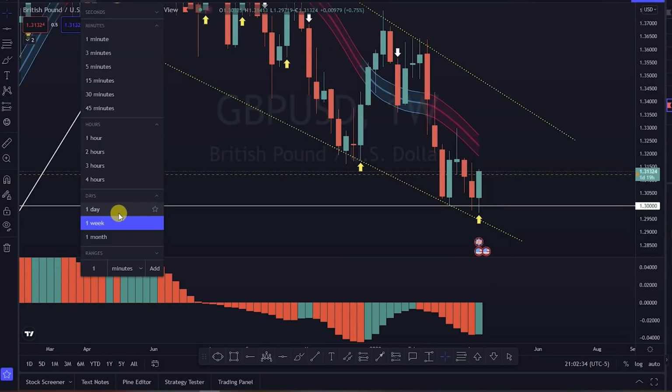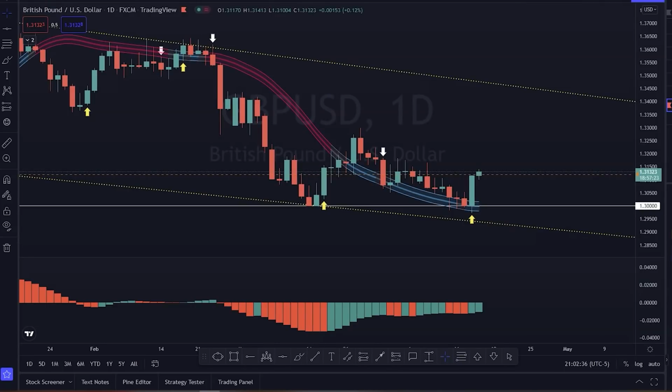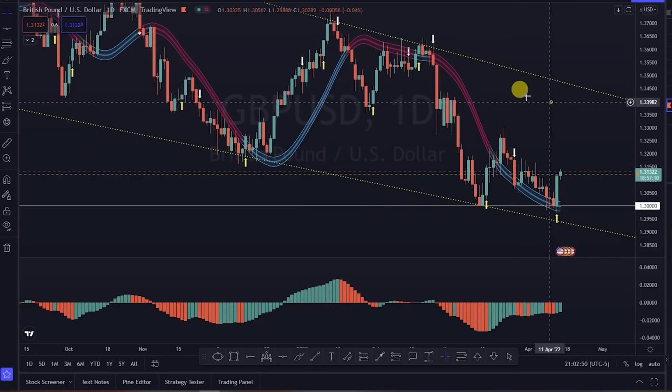Also, the core consumer price index news came out, I think it was yesterday, so that was very bearish for the US dollar. So I do expect the US dollar to be weak over the next coming week.